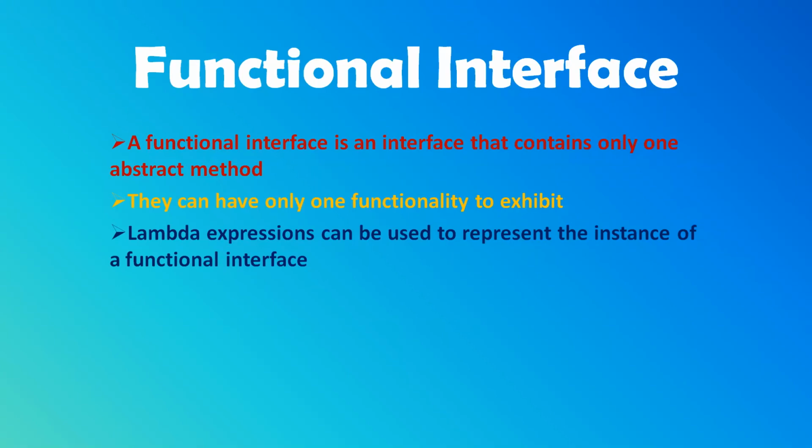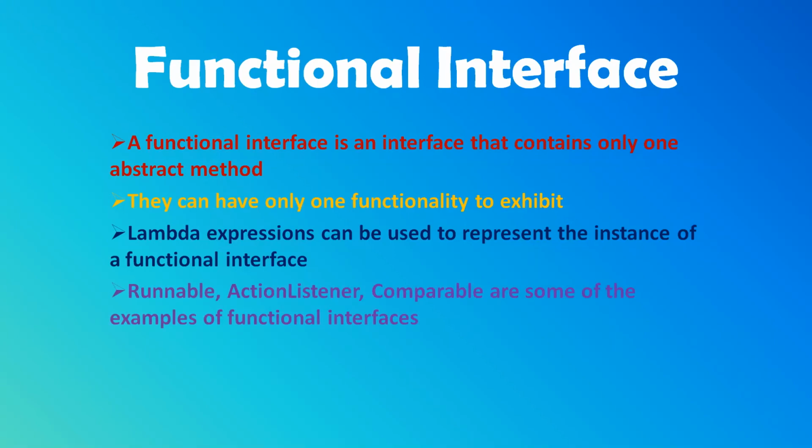So what is the important thing about functional interfaces? Lambda expressions. The lambda expression can be used to represent the instance of a functional interface. We will see it in simple examples; it will be easy to understand. So these are some existing functional interfaces. We have seen Runnable, Comparator, Comparable and ActionListener. All of them are existing functional interfaces.